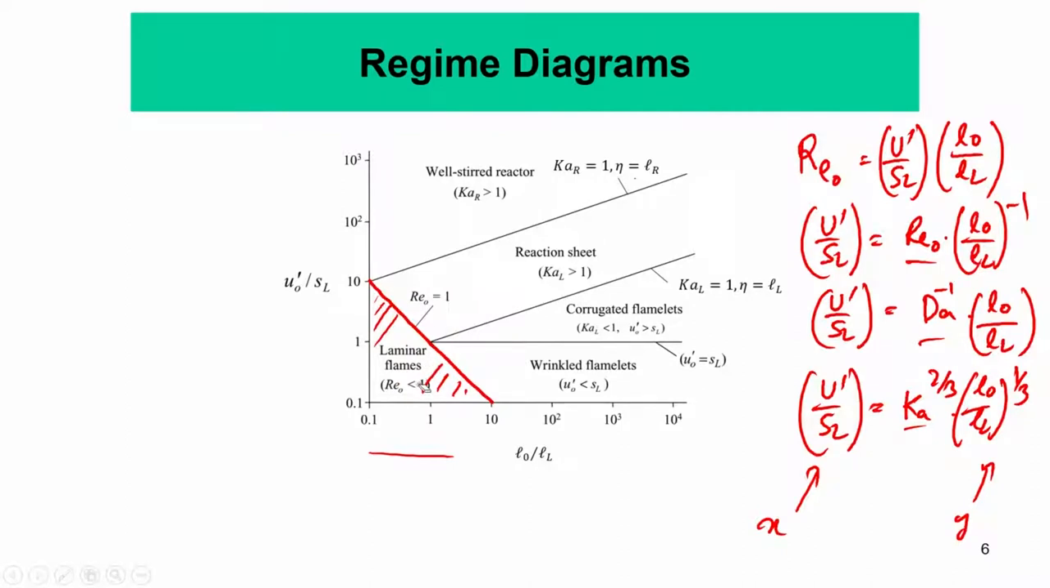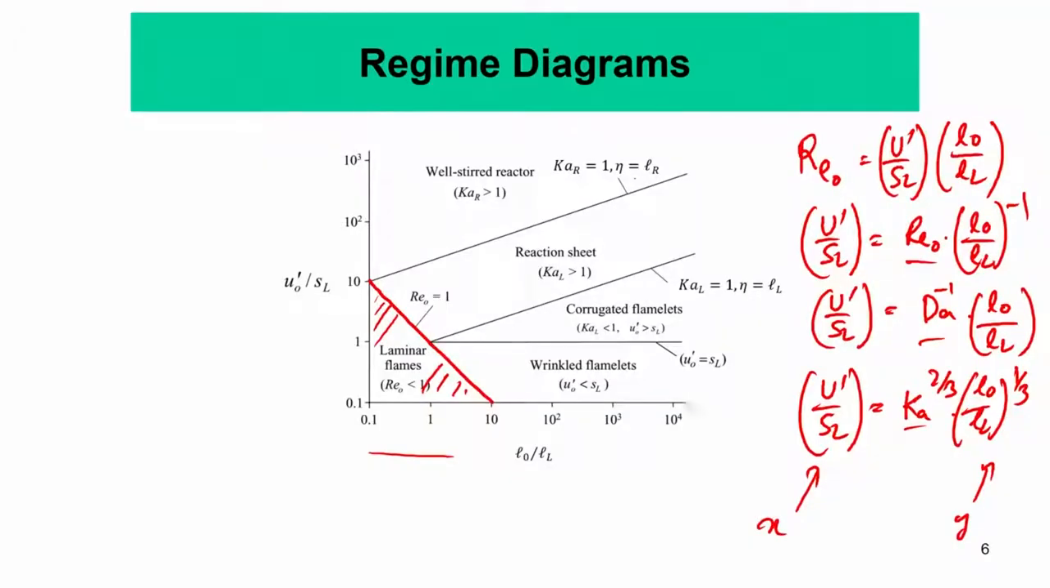So, we are not interested in this regime. Now, if U prime by SL is less than 1, that means that the flame speed is much faster than U prime, than the fluctuating velocity. So, the flame will propagate even before the fluctuating velocities can cause any disturbance of the flame.